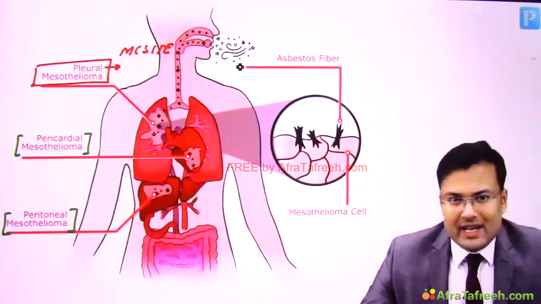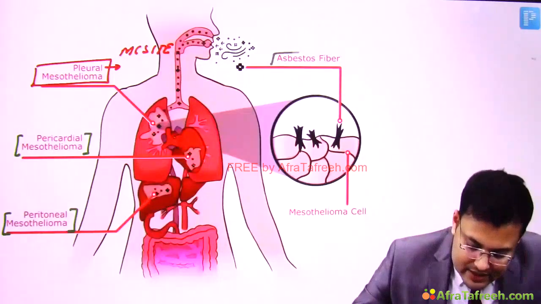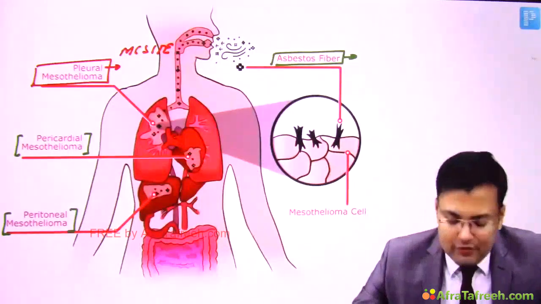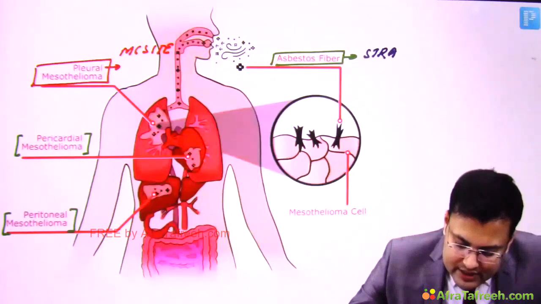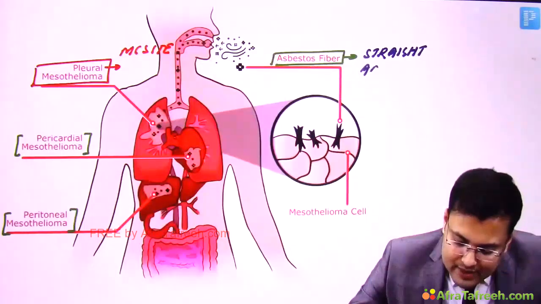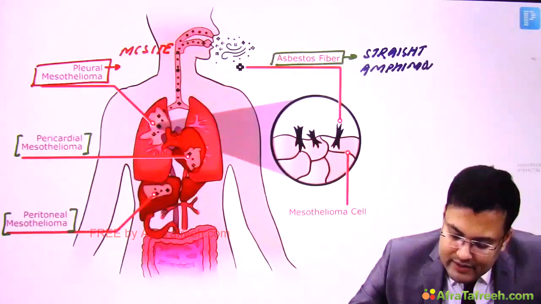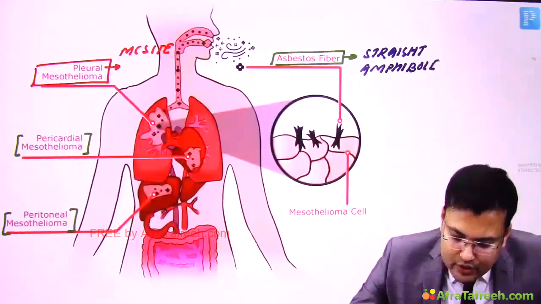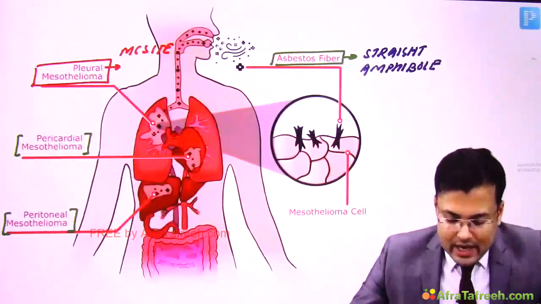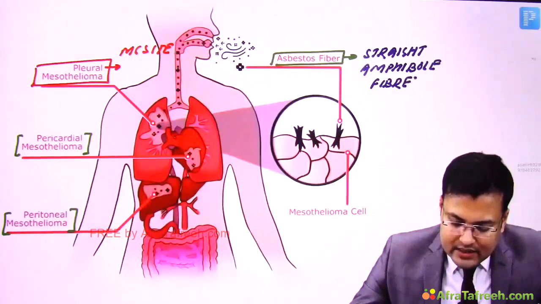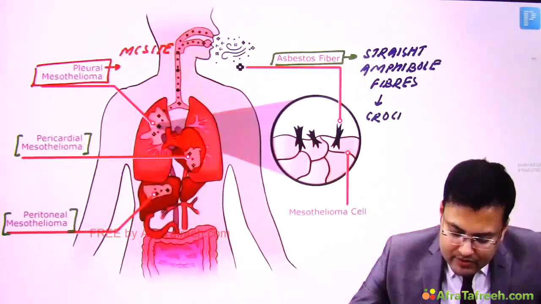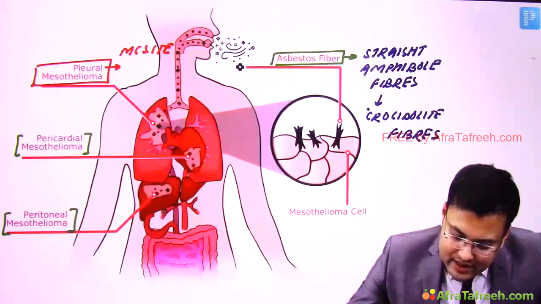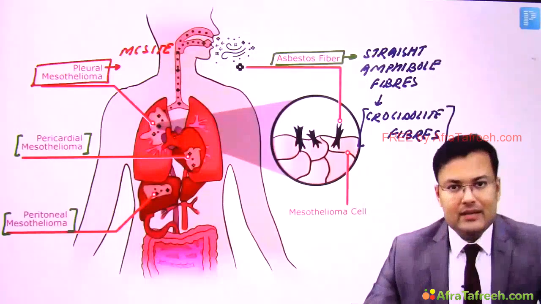Now it is because of chronic asbestos exposure. So what happens? There are asbestos fibers, and especially which one? Straight amphibole fibers. So which are most dangerous? In straight amphibole fibers, there is a variety which is most dangerous, and that is the crocidolite variety. You have to remember this name, crocidolite fibers. These are the most dangerous and responsible for malignant mesothelioma.